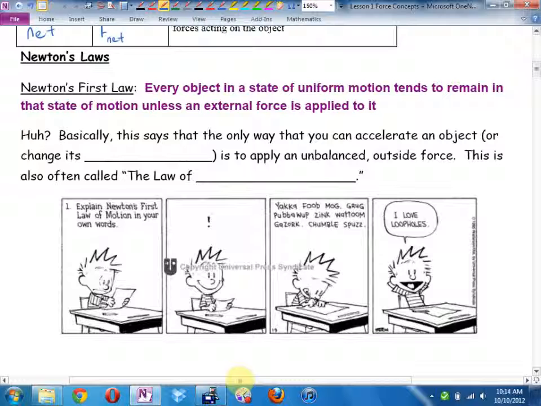Basically, here's what it says. The only way that you can accelerate an object or change its velocity is to apply an unbalanced outside force.